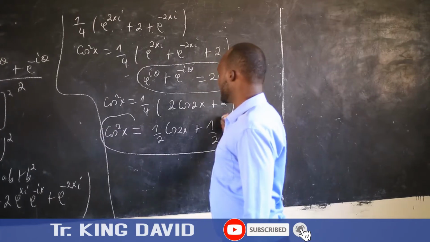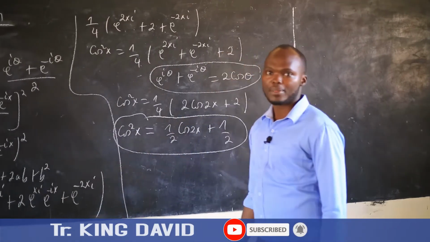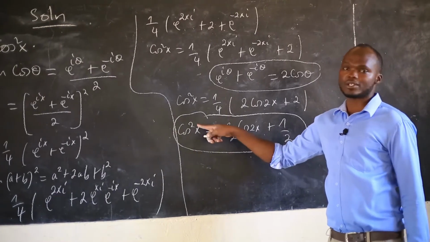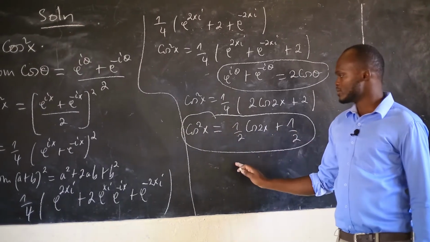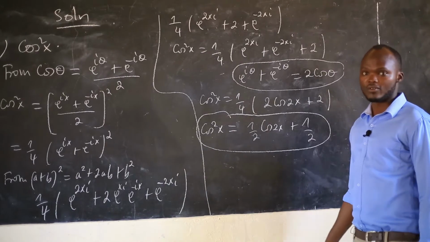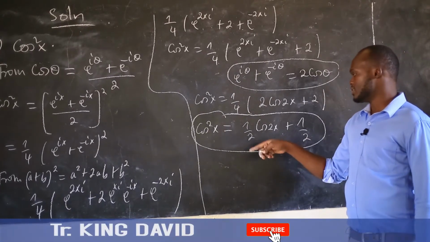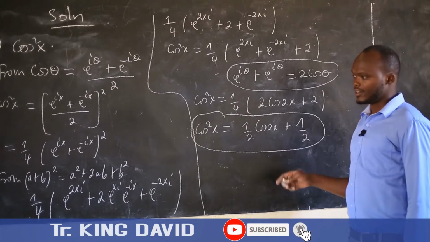So that's the answer. I hope you don't have any question here. After this, they can ask you to do integration of that one. Instead of doing integration of this, you integrate this one. But the question was express this one as a linear combination of cos x and sin x. So now cos squared x is equal to a half cos 2x plus a half.